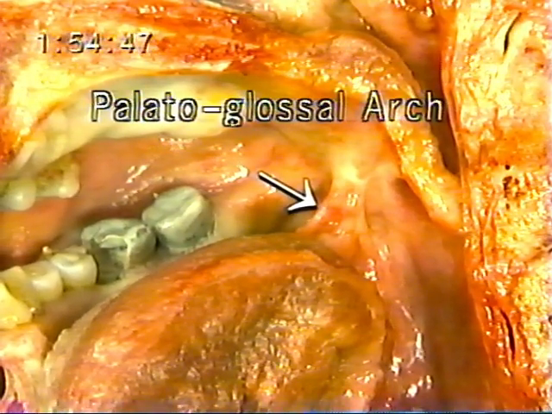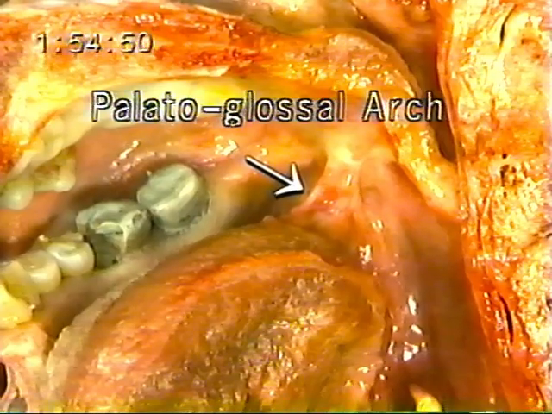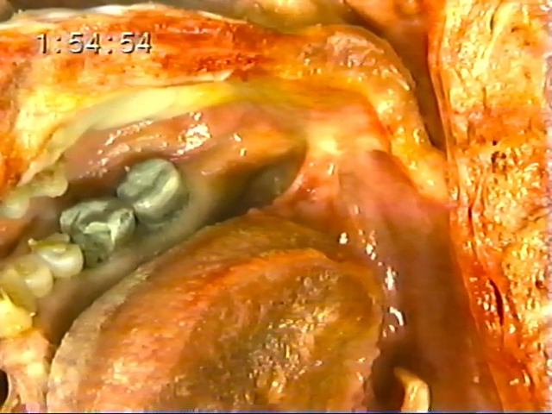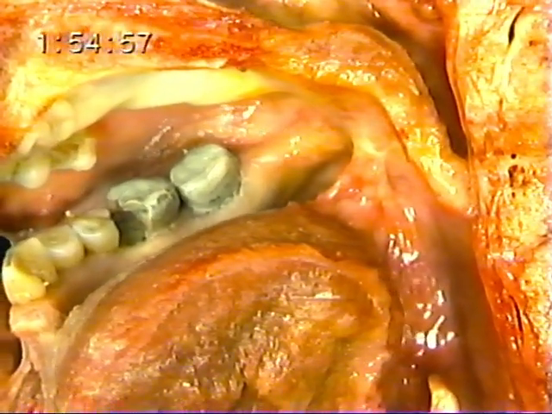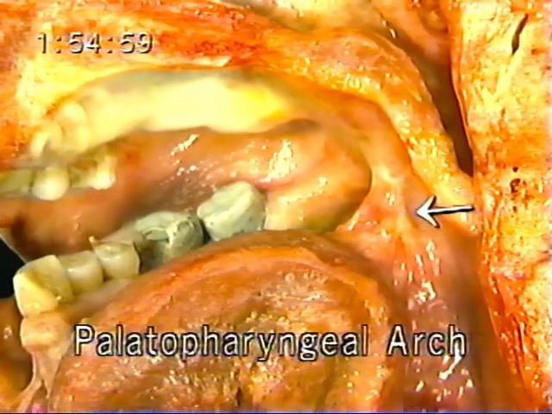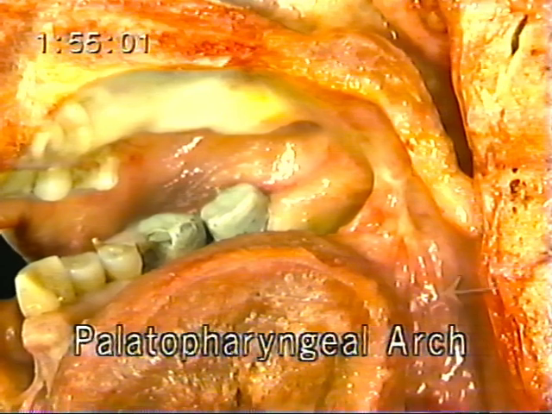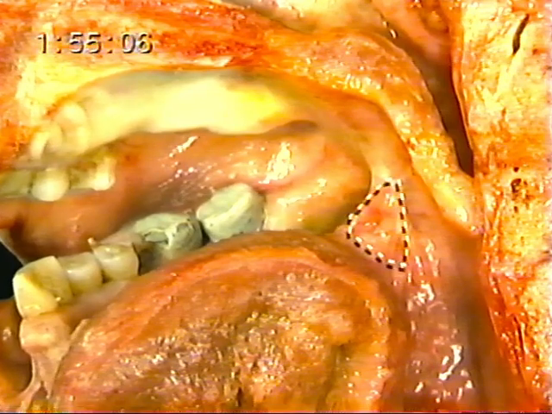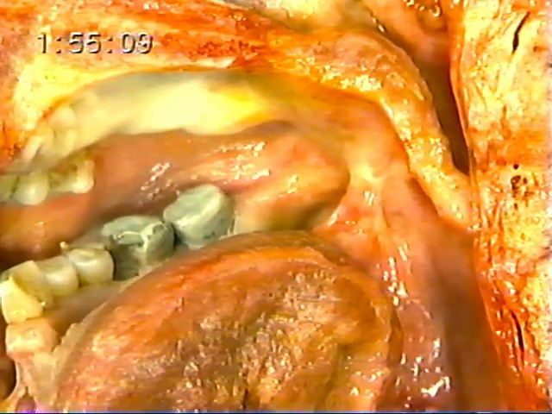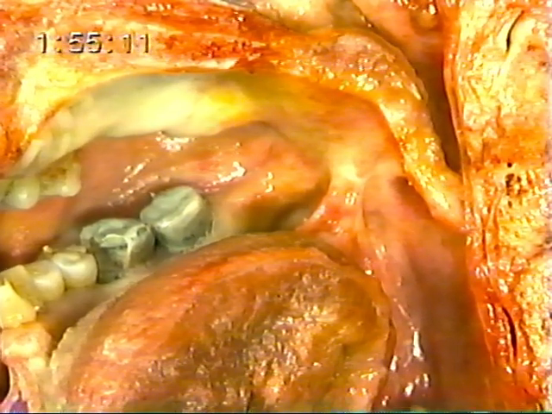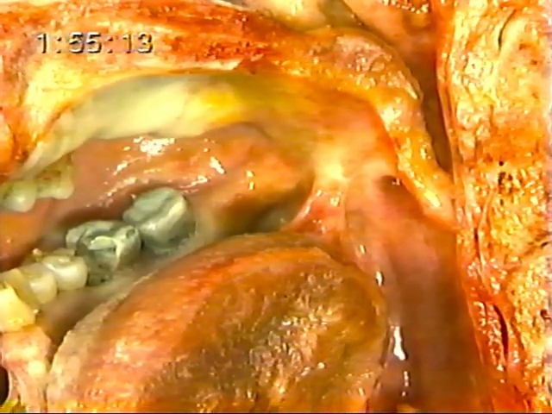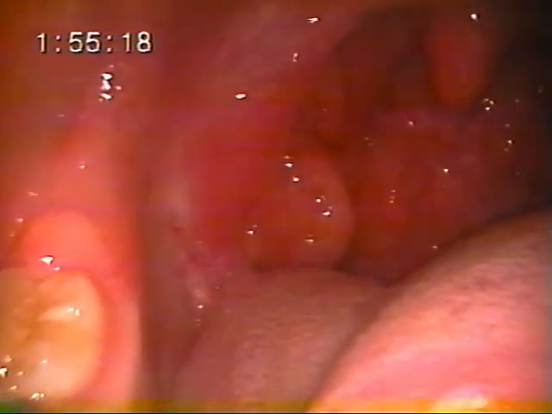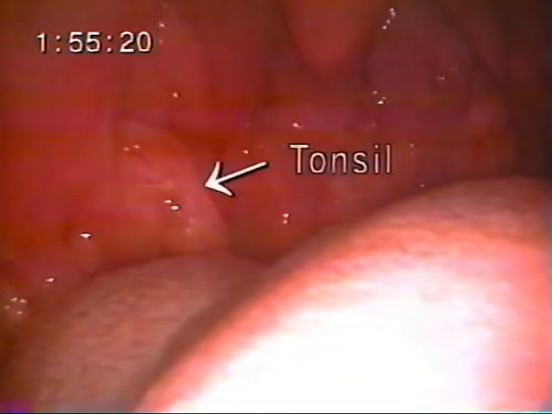This fold in the mucous membrane, running from the soft palate to the side of the tongue, is the palatoglossal arch. It acts as a dam, preventing liquid from spilling backward past the side of the tongue. This less noticeable fold is the palatopharyngeal arch. This triangle between the two arches is occupied in early life by a prominent mass of lymphoid tissue, the tonsil. In later life, as in this specimen, the tonsil atrophies. Here's the palatoglossal arch in a young person. Here behind it is the tonsil.